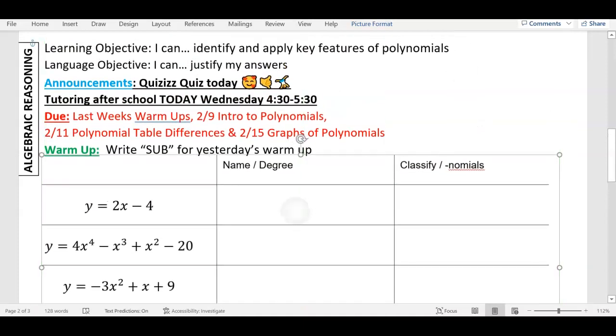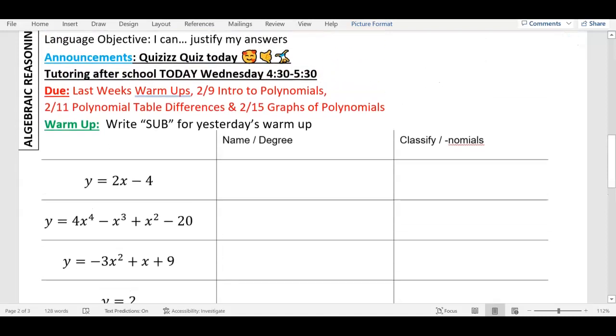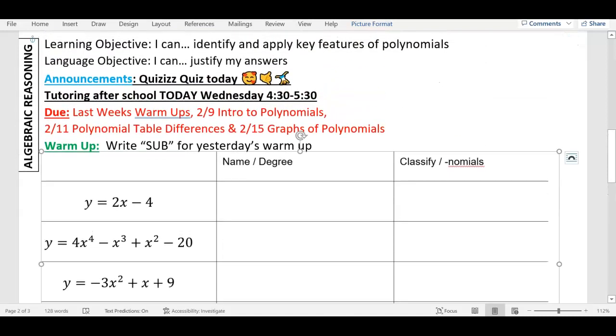So we're going to identify and apply key features of polynomials. We have a Quizizz quiz today. I will be here today after school for a rare after-school tutoring session. You don't have to go, but if you can never be here in the morning, with very sarcastic air quotes, then I'll be here after school today. Let me guess that you're probably not spending all the time in class diligently working. So why don't you just do your work in class? That's always a good solution.